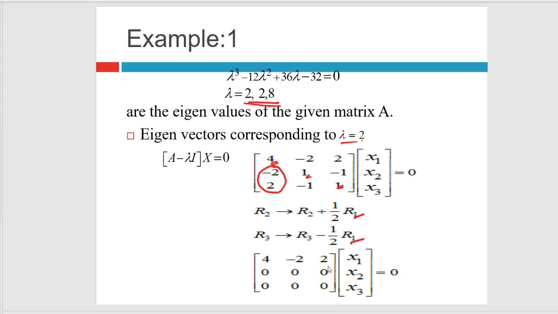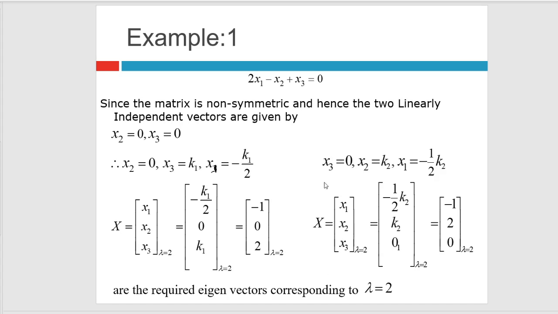Then after that operation we get the second and third rows completely 0. That means we get only one equation. This is the equation. We solve this equation and find two sets for lambda equal to 2. Now here this matrix is not symmetric, and two linearly independent vectors are there.